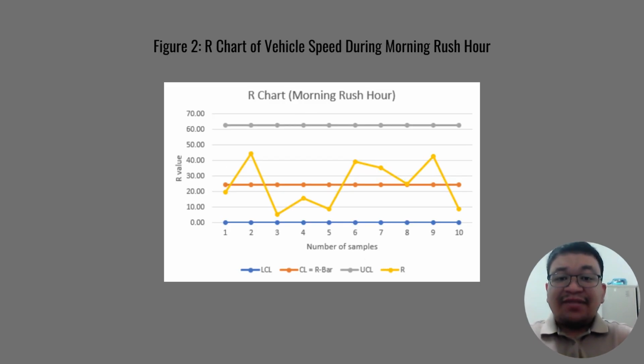On the other hand, this is how the R chart is represented for the vehicle speed during the morning rush hour, whereby the gray line represents the UCLR, the blue line represents the LCLR, the yellow line represents the range for each subgroup, and the orange line represents the center line. Similar to the X bar chart, the range values in the subgroups remain within the control limits.